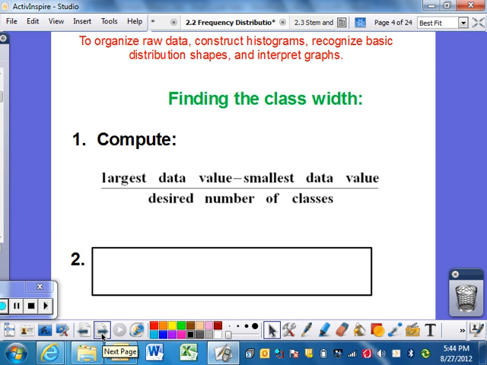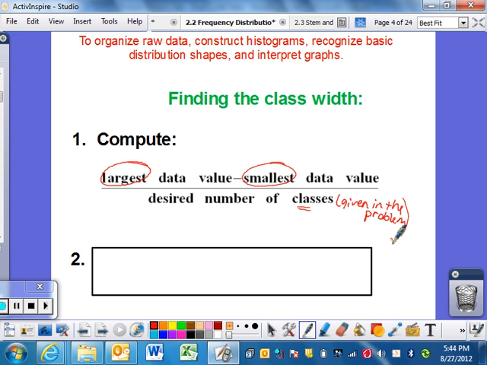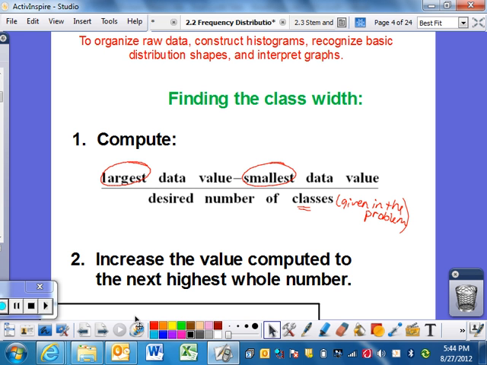So tying this all together, how does this work? To find the class width, you need to find the largest and the smallest data value. Find the difference between them. We'll show you an example about that, but find the difference, and then divide it by the number of classes you want. And this will be given in the problem. All right, so that is the first step.